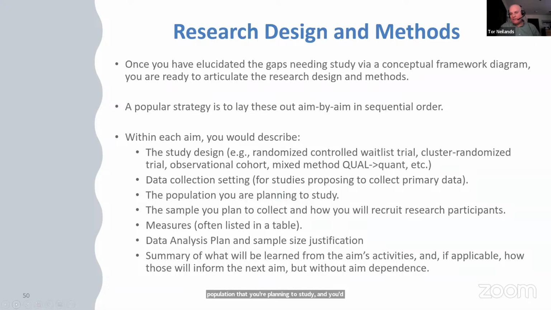So if you're planning, for instance, to work with a particular health disparity population whom you've described in the significance section, then here you'll want to tie back to that and remind reviewers this is your population and how you're going to sample them and basically recruit them into your study.